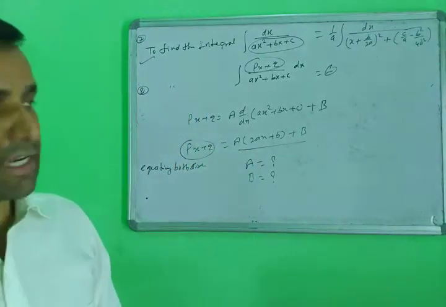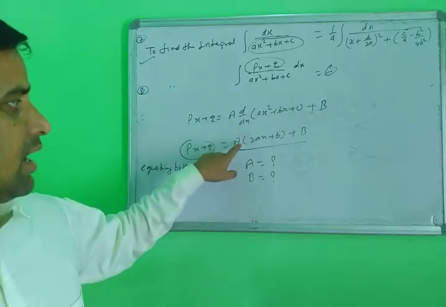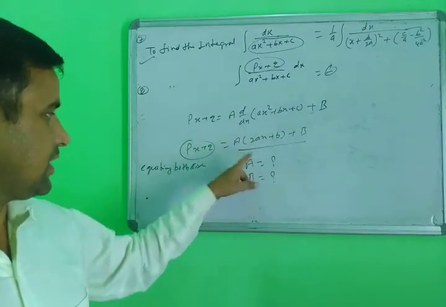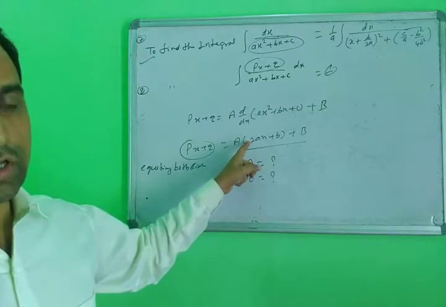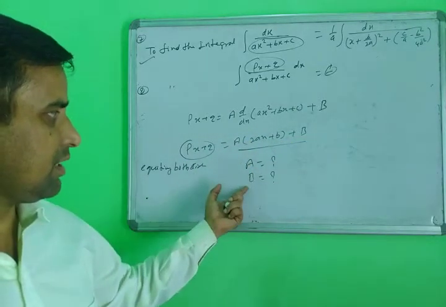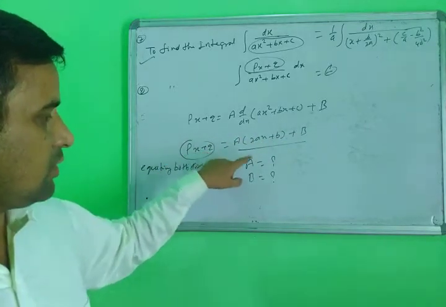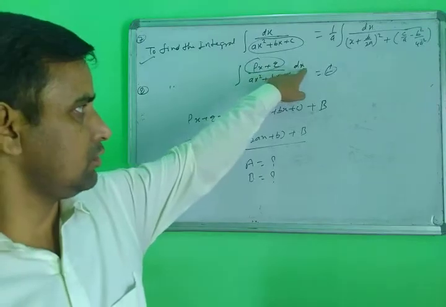Then you will integrate. First of all, you will differentiate. It comes in this form. Then you equate both sides, coefficient of x and constant term, a and b. Then find the value of a and b. You are putting here a and b. What is the value of px plus q? You will write this answer here in numerator form.